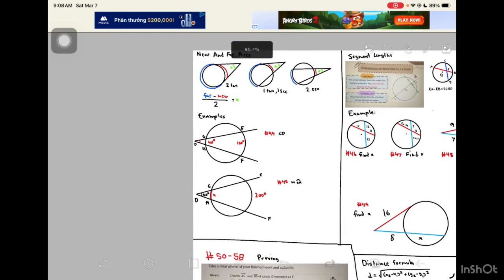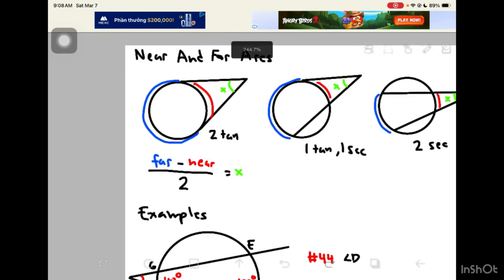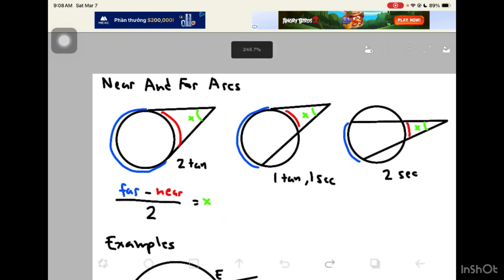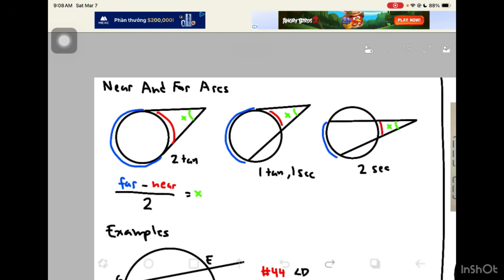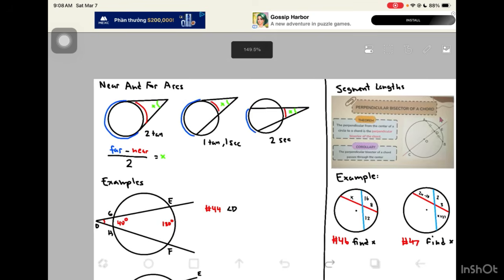Okay, so let's continue. So for near and far arcs, we got far minus near over 2. So there's 2 tangents, 1 tangent, 1 secant, and 2 secants. So these are the far and nears respectively. Just subtract them and divide the result by 2 to find the angle x. Let's apply that.